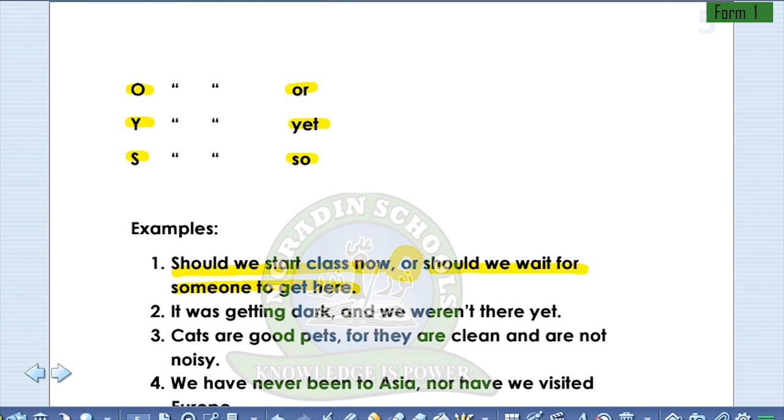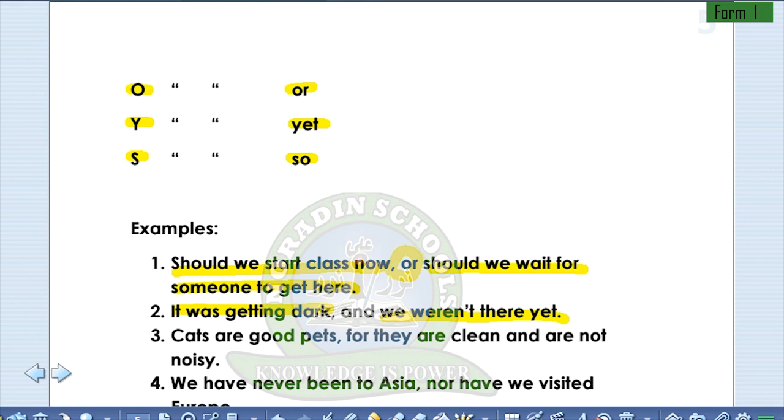The second sentence is, it was getting dark. This is a simple sentence. You have a subject, it, here. You have was getting dark, which is the predicate here. We also have another simple sentence here: we weren't there yet. Now we use a comma and the coordinating conjunction and to join these two simple sentences to form one compound sentence.